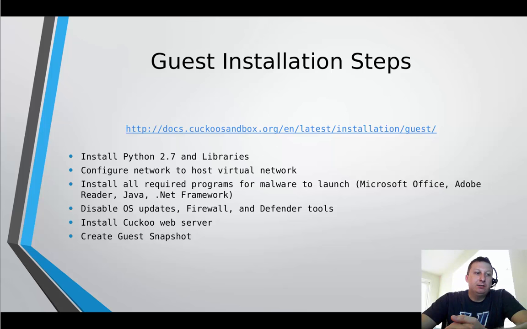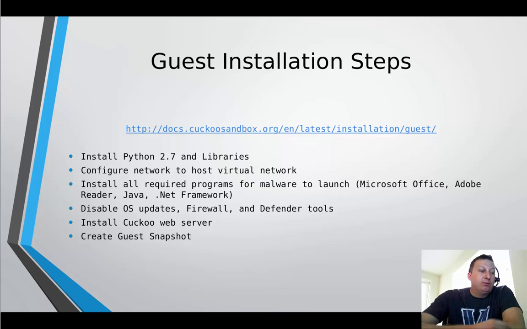So you're the breacher and launching the code against your own machine. You want to make sure that all the code can happen. You don't want anything to be blocked because you want to see exactly what's happening. And then you install the Cuckoo web server client on that guest.